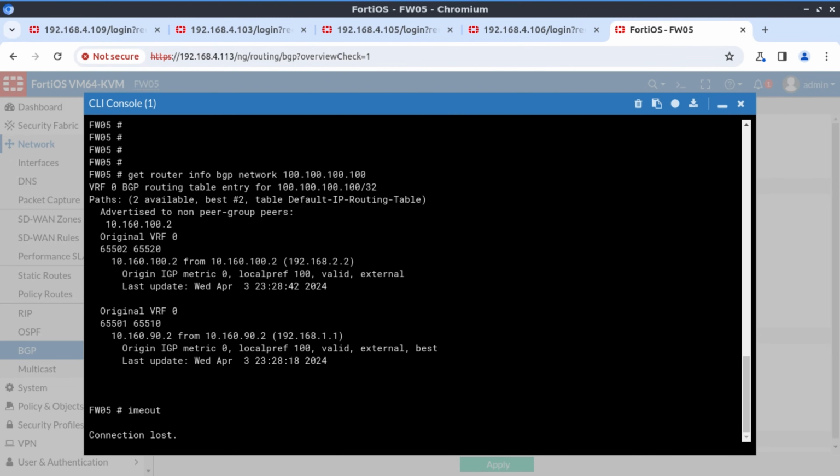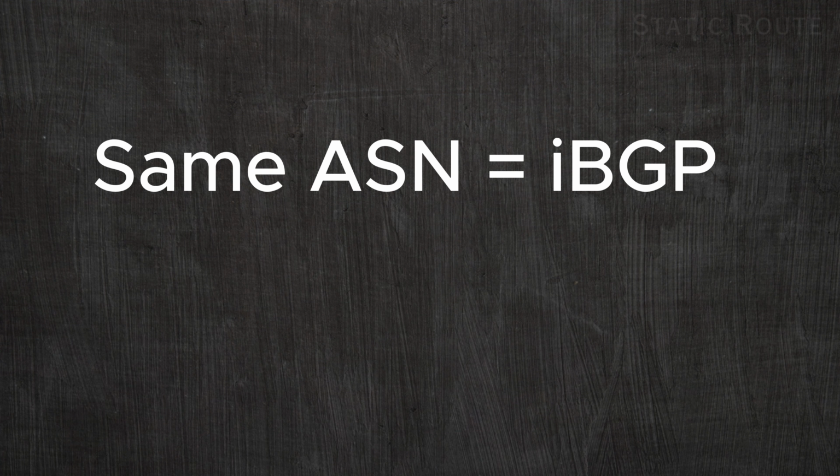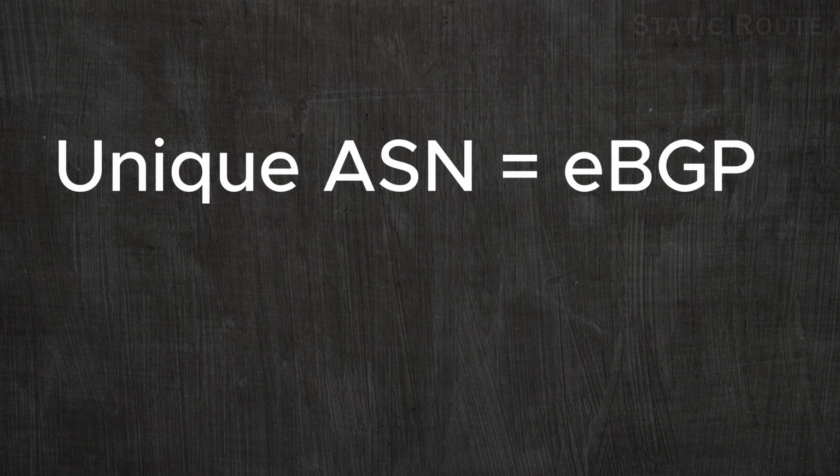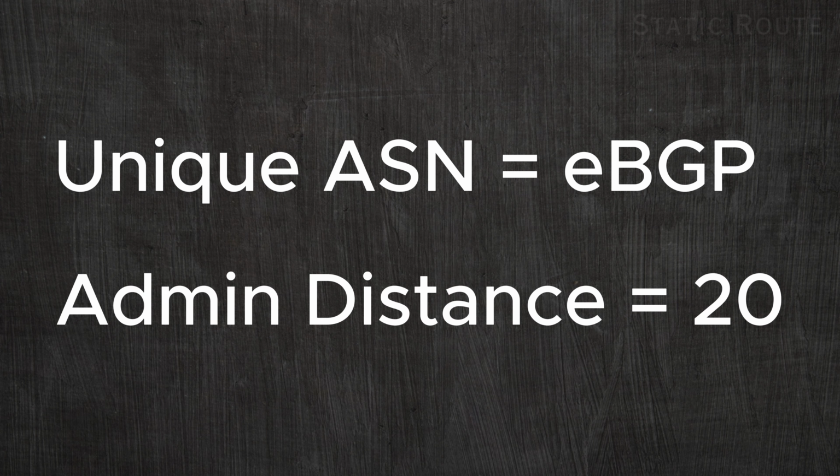The other thing that I want to stress is the autonomous system number. If you have the same autonomous system number with the BGP peer that you're peering with, that will be considered an iBGP, meaning an internal BGP or interior BGP. And with iBGP, the metric is 200. But of course, in this lab, each device is in its own autonomous system. That makes it an eBGP peering. And eBGP has a default admin distance of 20.